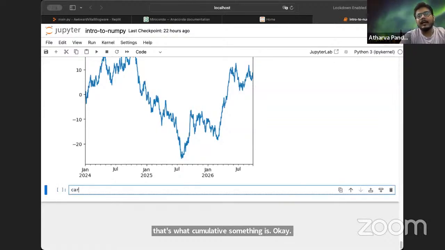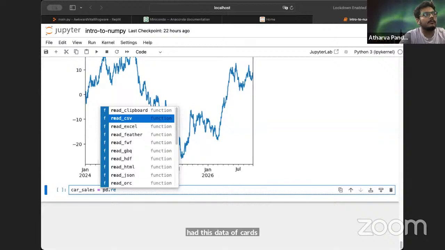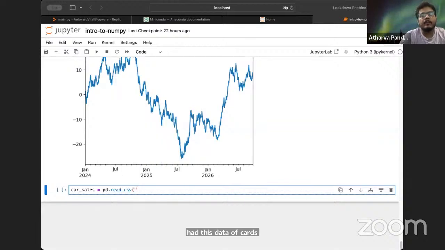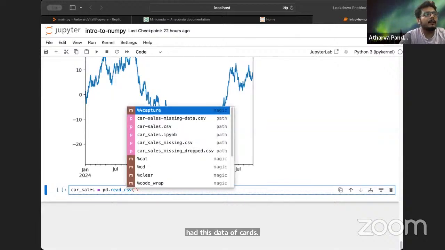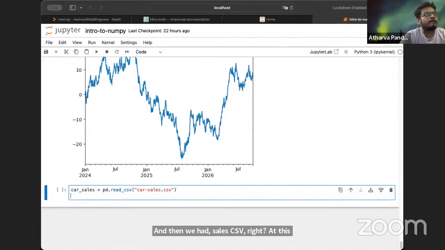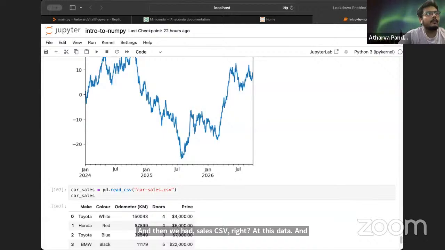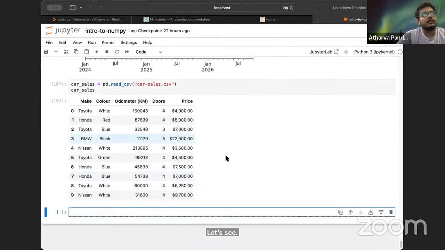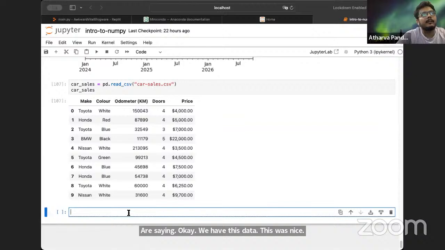You remember we had this data of car sales, right? We read the CSV, and then we had the car sales CSV. We had this data, and let's see, car sales. Okay, we have this data. This was nice, amazing data that we had, right?